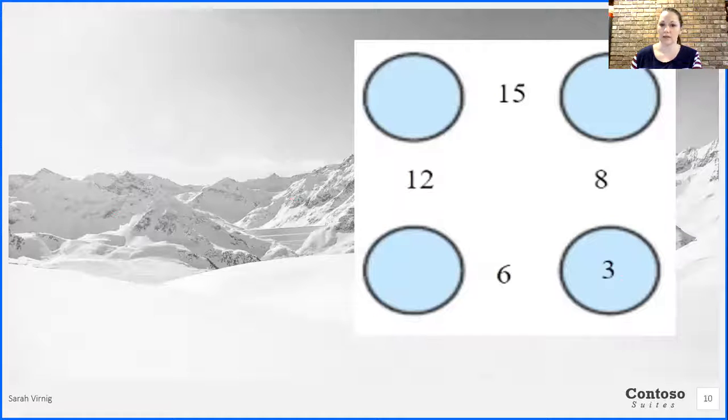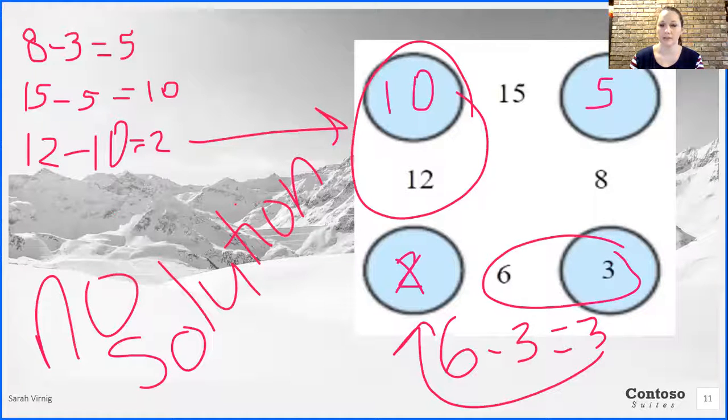Our next one is a little trickier. And again, we start by the bottom right because those are the ones where we have 3 numbers where we can subtract to get an answer. Okay, so first I take 8 minus 3, which gives us 5. So we put that in the top right. We can take 15 minus 5 gives us 10. We can check it because 10 plus 5 is 15.